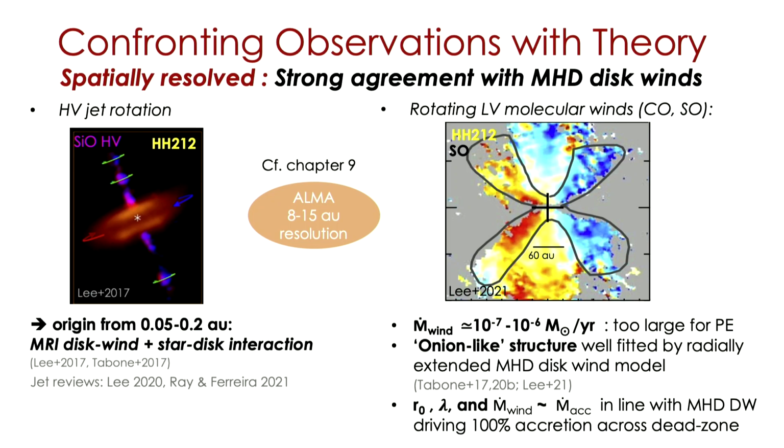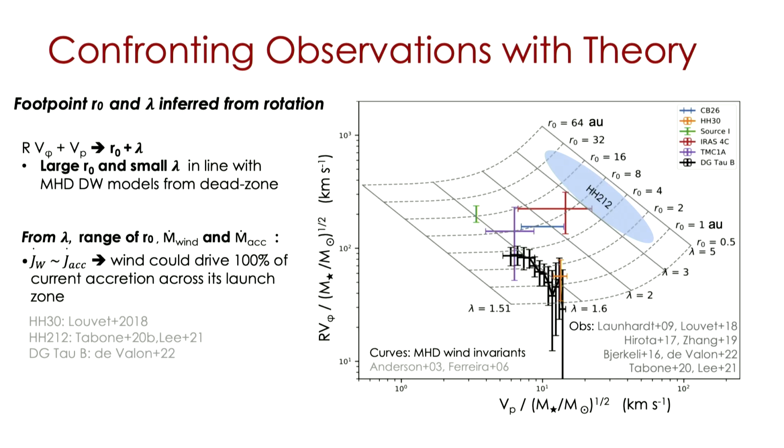But more generally, if you look at the foot points, the lambda values and the mass fluxes, they are in line with MHD disk winds driving accretion across the dead zone. So to show you how we derive these launch points and magnetic lever arms, it's actually relatively easy. You plot the poloidal velocity of your flow here on the x-axis, the specific angular momentum R v_phi on the y-axis, and these are the observed data points in all of these rotating CO outflows. And you compare with predictions from MHD disk winds.